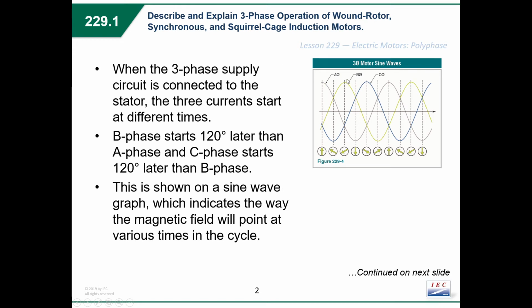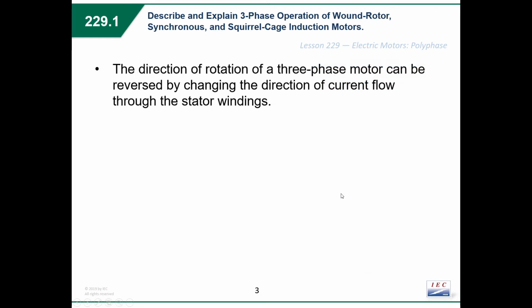You can see each peak at a different time, evenly spaced. They cross zero at a different time. They hit their valley at a different time, evenly spaced.